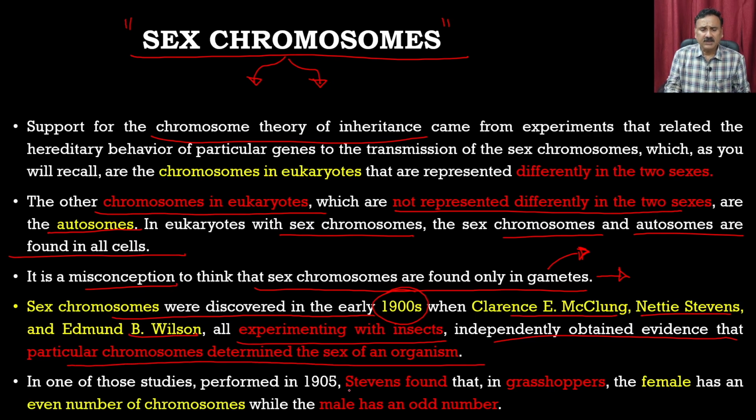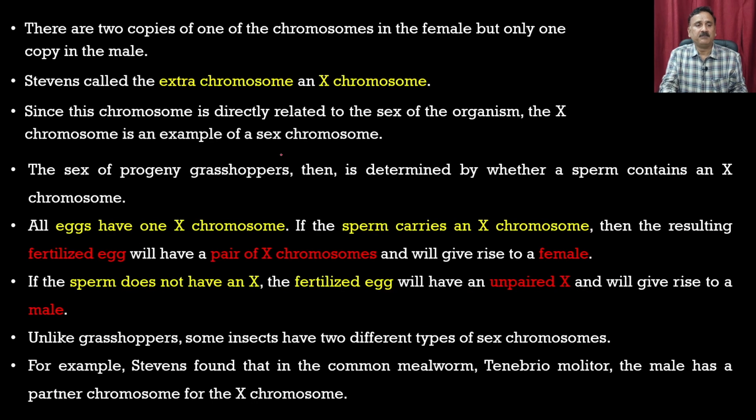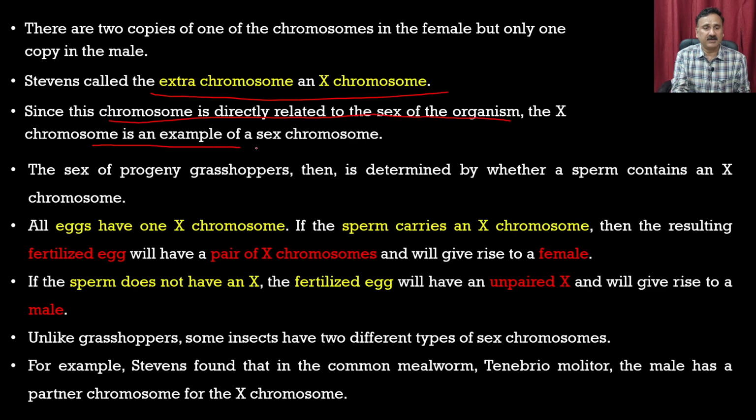And in the year 1905, Stevens found that in a grasshopper, the female has an even number of chromosomes while the male has an odd number of chromosomes. So there are two copies of the chromosome in the female but one copy in the male, and Stevens called that extra chromosome the X chromosome. Since this chromosome is directly related to the sex of the organism, the X chromosome is an example of a sex chromosome. The sex of the progeny grasshopper is then determined by whether a sperm contains the X chromosome or does not contain the X chromosome.